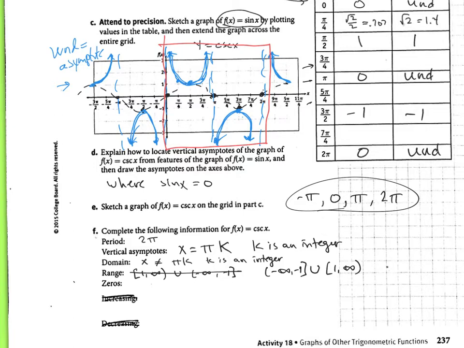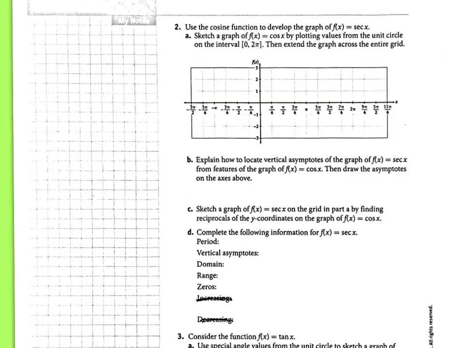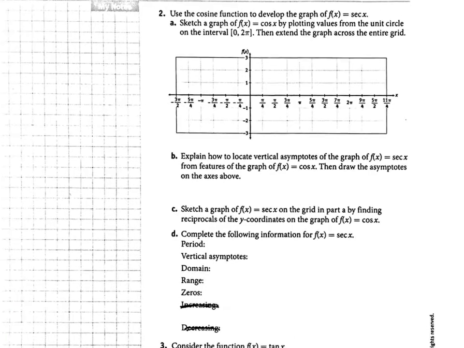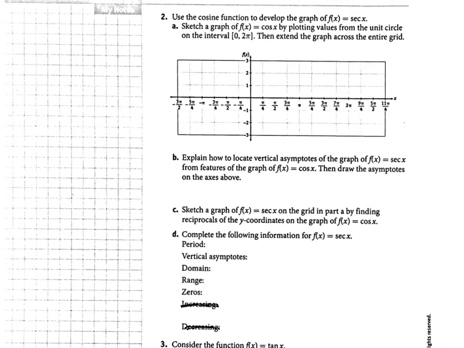The zeros, and we're talking about the blue graph. Where does the blue graph touch the x-axis? There are none. And we're not really going to get super detailed into these descriptions, so we're not going to do increasing and decreasing. But that's basically the pattern for how these work. So that's going to make graphing the secant just a little bit easier, because now you know what to do. It's basically the same idea.